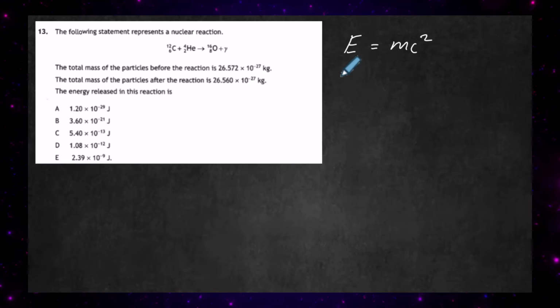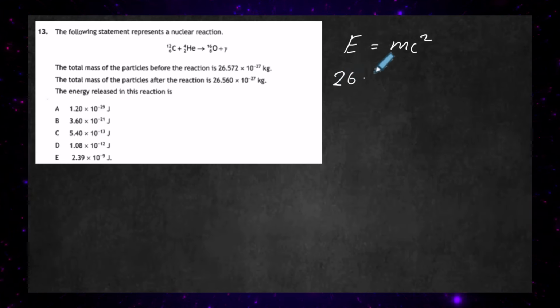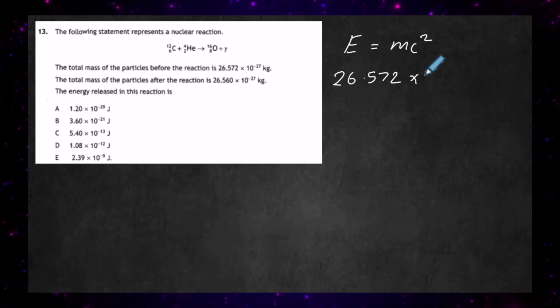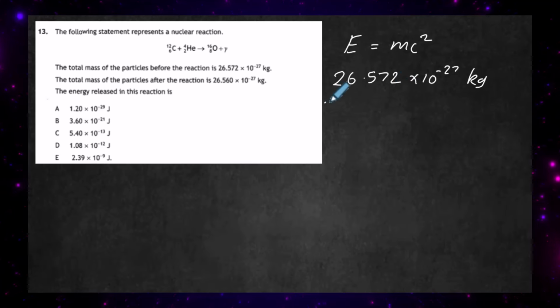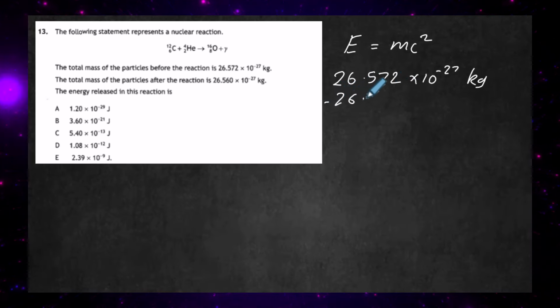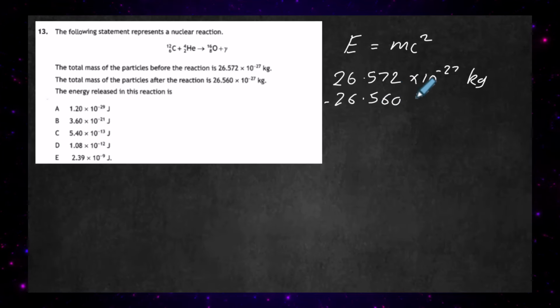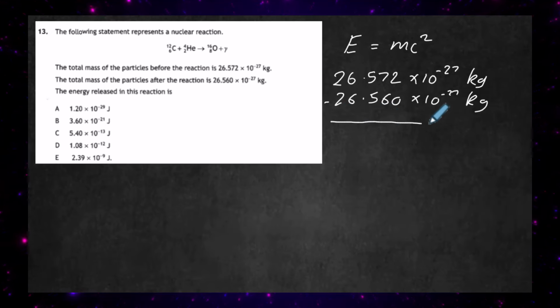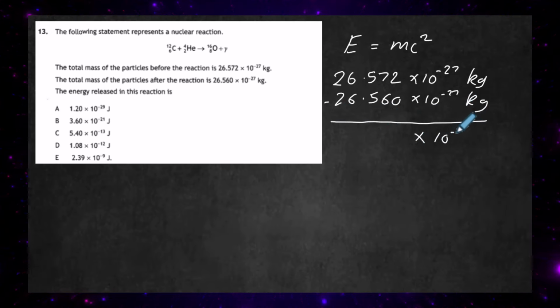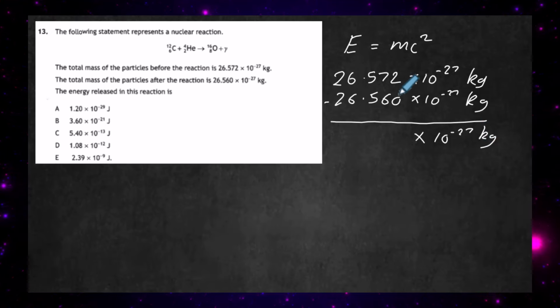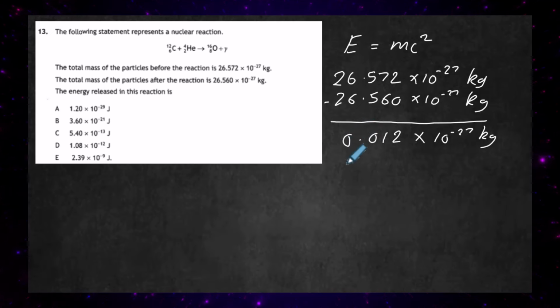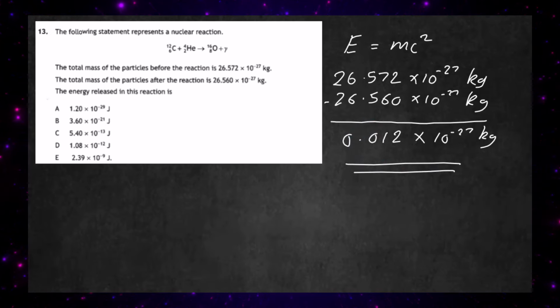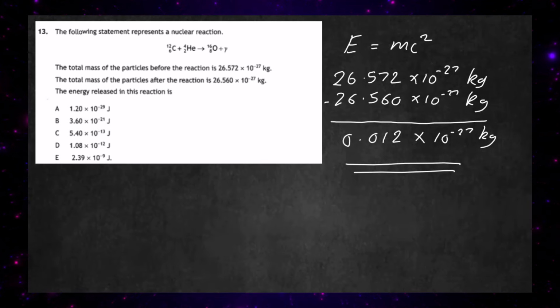So let's take the mass before. It's going to be 26.572 times 10 to the power minus 27 kilograms, and we're going to subtract from that the value of 26.560 times 10 to the minus 27 to find the missing mass. And we do that sum there. You can see we just keep the times 10 to the minus 27 kilograms in there. So there's the value of the missing mass, 0.012 times 10 to the minus 27 kilograms.